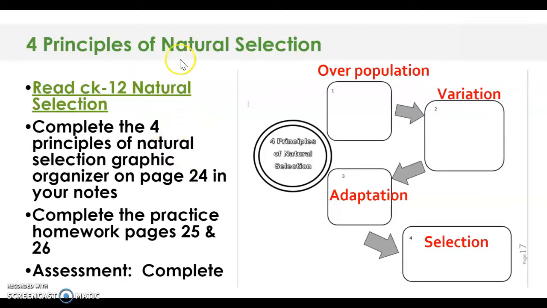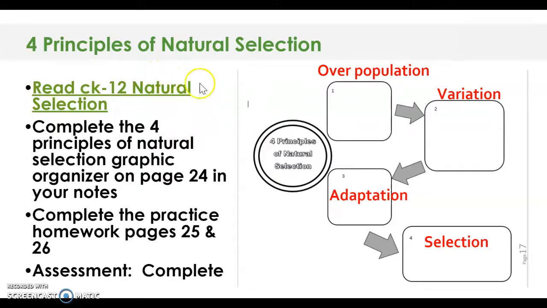All right, there are 4 principles behind natural selection: overpopulation, variation, adaptations, and then selection. So what you're going to do for the rest of this lesson, you're going to read the CK12 natural selection reading. I gave you a handout of that before we left for break, or if you click next, the next page, you can read that here on the computer. You're going to create the 4 principles of natural selection graphic organizer on page 24 in your notes. You're going to complete practice problems on page 25 and 26, and then finally here on Schoology, you're going to complete the assessment and let me know what you understand.